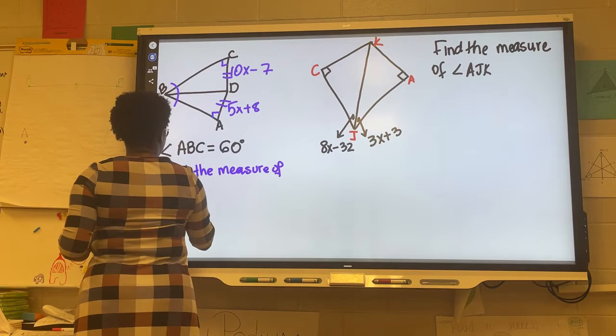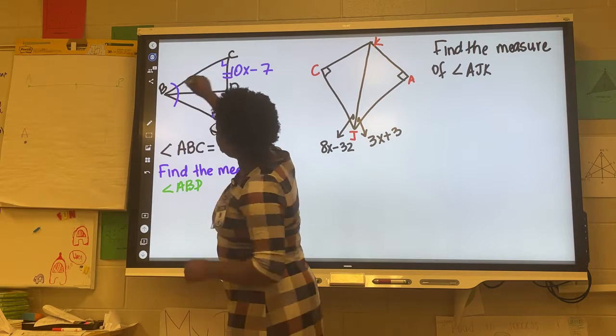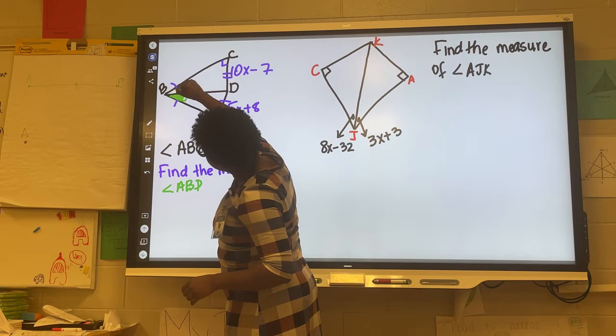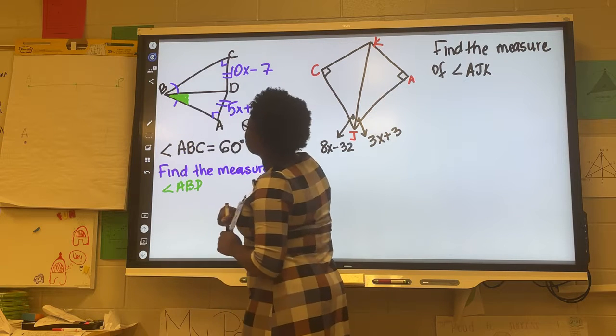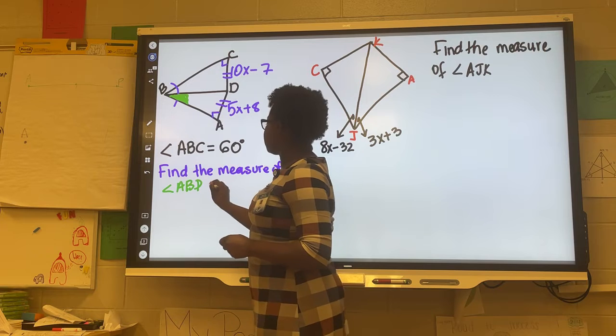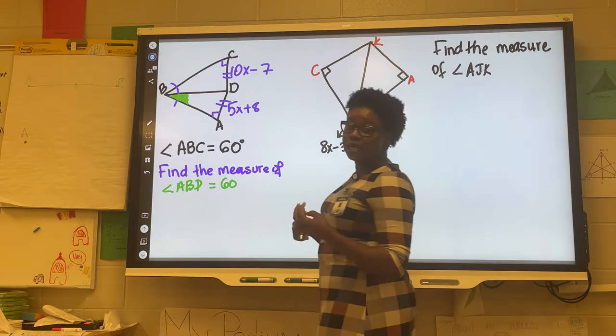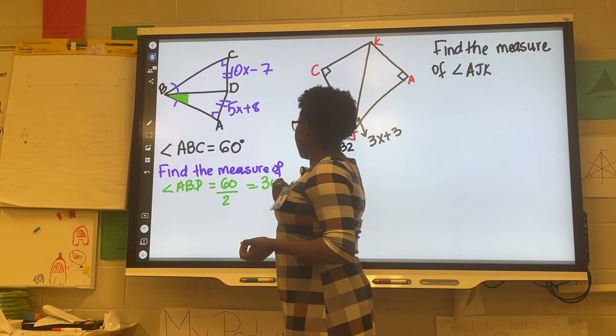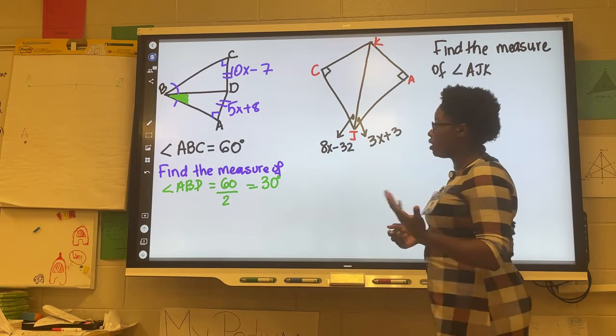So angle ABD, so ABD is the angle that's right here. I'm going to shade in green. Is this angle here. We know the entire thing is equal to 60. If it's a bisector, that means it was broken into two equal parts. So that angle is equal to half of 60, which is 30.